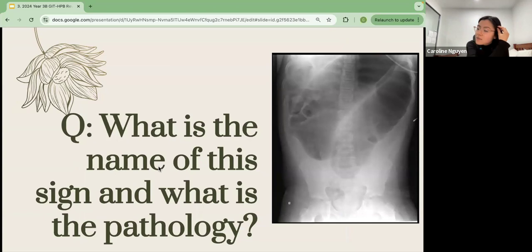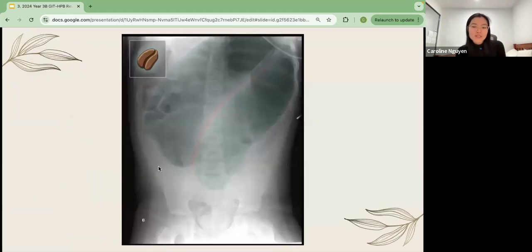This, I feel like this came up in my year, so give this one a go. Perfect. Sigmoid volvulus. And can you name what the sign is? What does it look like? Coffee bean sign. Amazing. Coffee bean here.